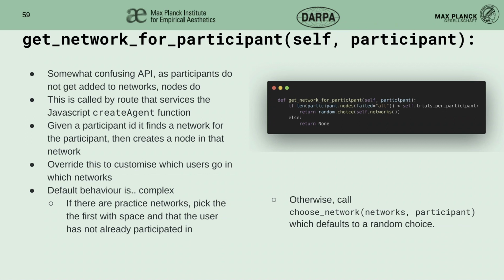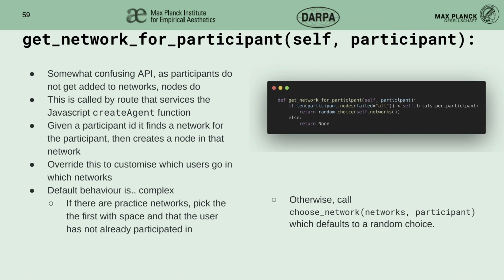So in this particular one, it's saying participant.nodes, brackets, failed equals all, is all the nodes for this participant, whether or not they were marked as a failure or not. If that number is less than the number of trials per participant, so of all the nodes that they have done, whether or not they were failed, if that is fewer than the number of times we want this person to participate, give them a random network. So that can be a network they've previously been in or one they haven't been in, there's no check there.